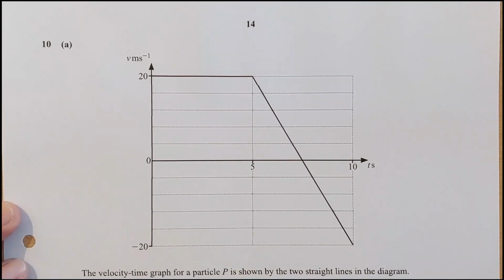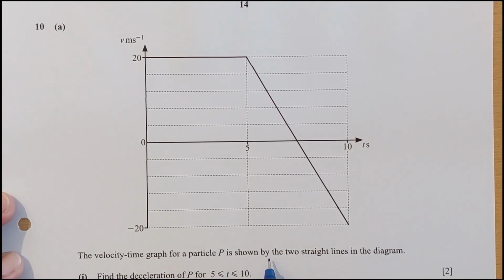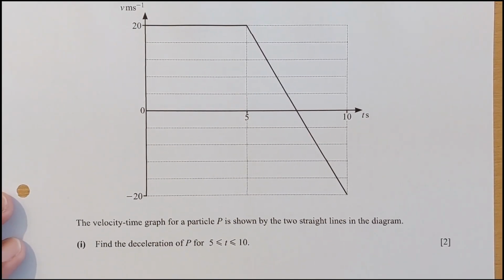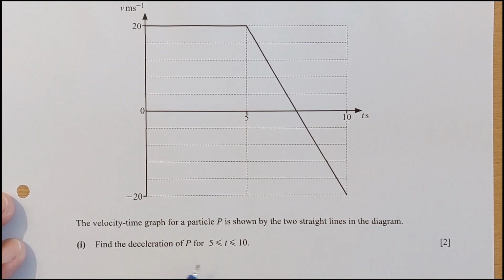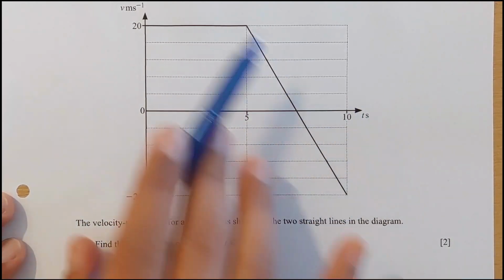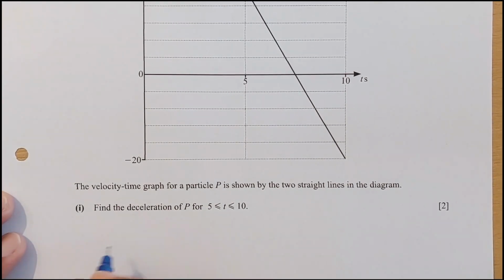Question number 10, part A. The velocity time graph for a particle P is shown by the two straight lines in the diagram. Part 1, find the deceleration of the particle for t equals 5 to 10. When the time is between 5 and 10 seconds, we have to find the deceleration. Deceleration is basically the gradient.